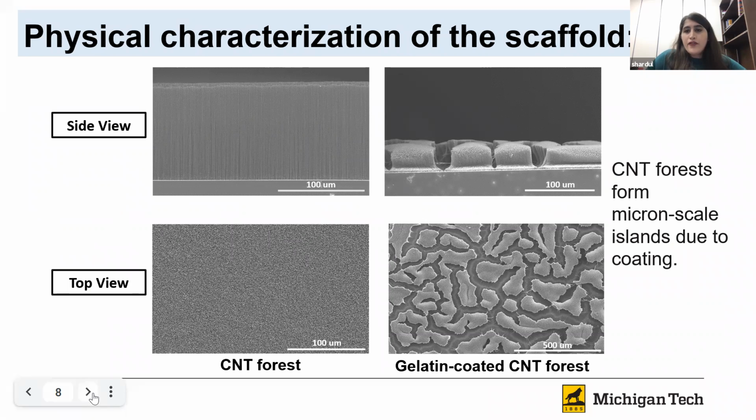So you can see the morphology of a scaffold, CNT forest, before and after the coating. You can see the side view and top view. After the coating, the CNTs were bent, and they created some islands on top of the CNT forest, which are the result of the electrocapillary force of the gelatin in the coating.